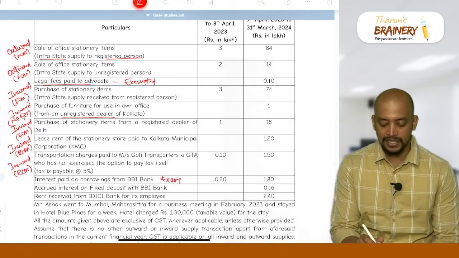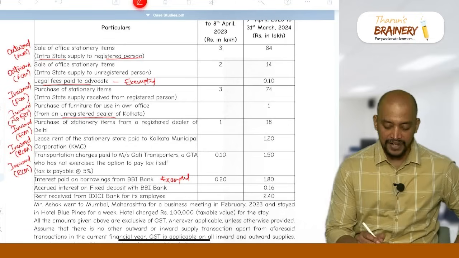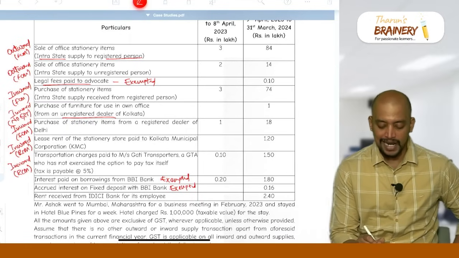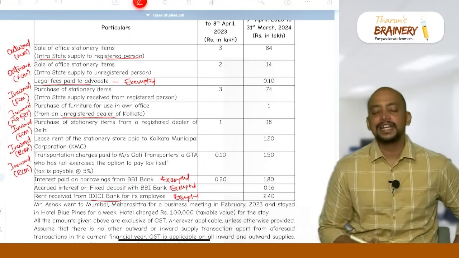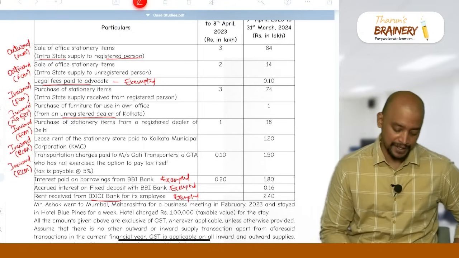Why is it exempted? Interest on loans, advances, deposits exempted. Accrued interest on fixed deposit with BBI bank exempted. Rent received from IDI bank for its employee exempted. So, this is exempted. Already we discussed IDI bank is not the recipient, it will be the employee who is the recipient, therefore it is exempted.